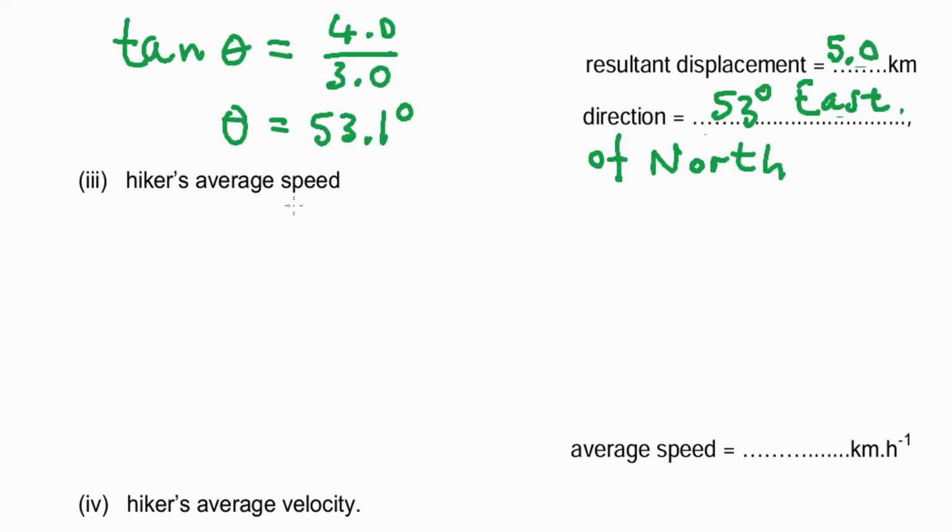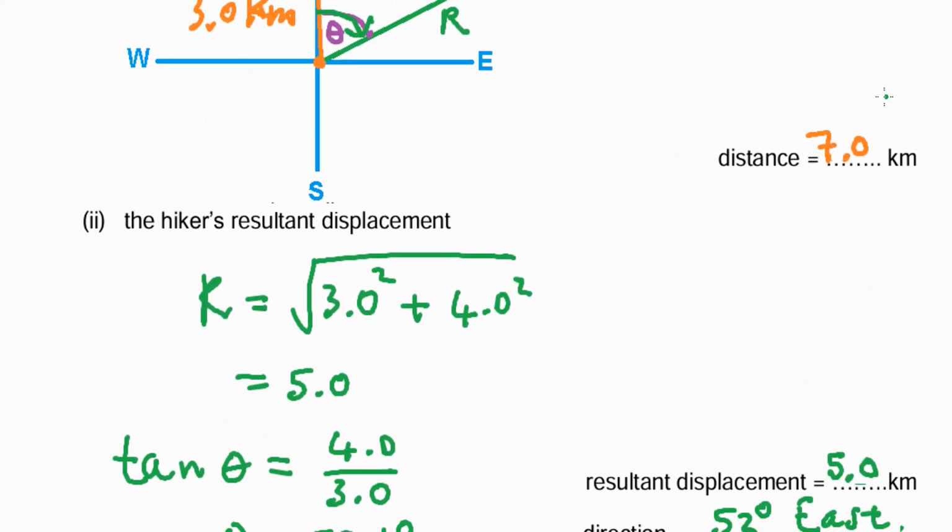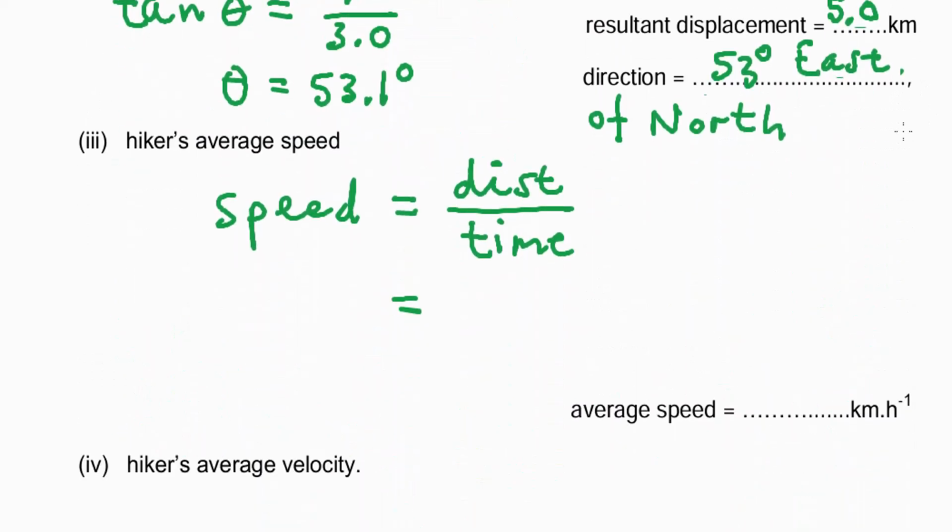Next, we need to find the average speed. Now, we know that speed is distance over time. We worked out the distance. It was 7.0 kilometers. So 7.0. And we were given the time as 3.5 hours. And of course, this comes to 2.0. So the average speed then is 2.0 kilometers per hour.